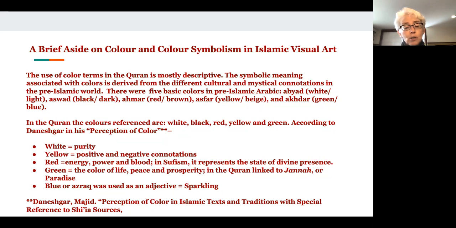And then blue, or in Arabic, azraq, was actually not a noun, but an adjective that had this idea of something sparkling. So I thought that aside was interesting, just to think about what color means in Islam from a religious perspective versus cultural differences between Spain or Morocco or Peninsular Arabia or Turkey or Persia and so on.